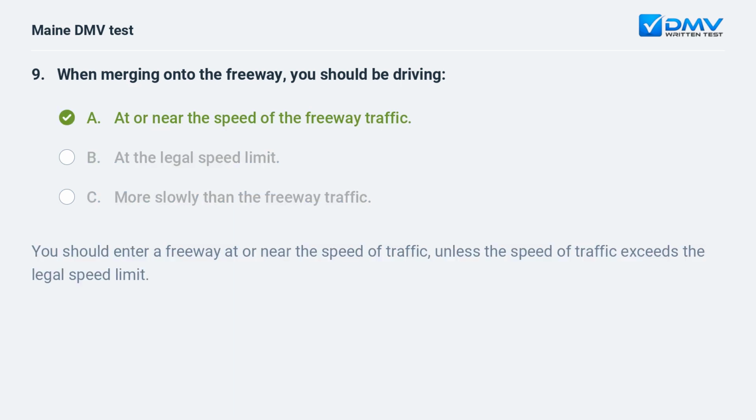A. At or near the speed of the freeway traffic. You should enter a freeway at or near the speed of traffic, unless the speed of traffic exceeds the legal speed limit.